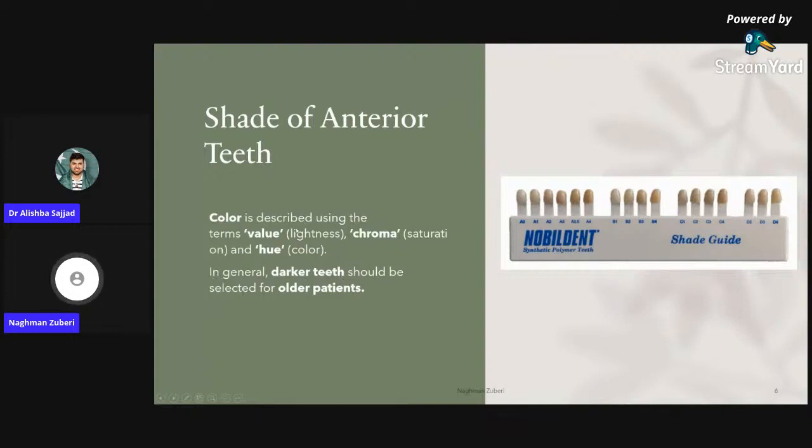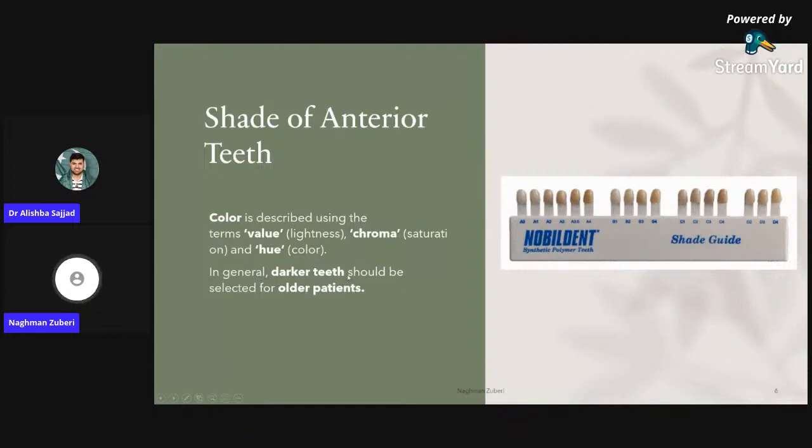Color is described using the terms value, chroma, and hue. Well, we can arrange a separate lecture on the attributes of color and how to take the shade. We will discuss that in a separate lecture after this series. If anyone is interested, you can let me know and we can go for that.